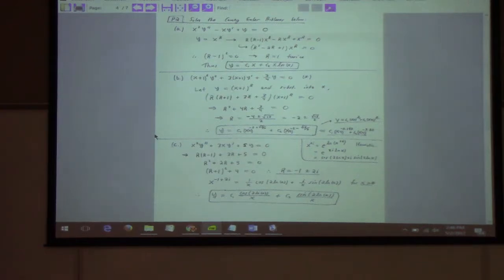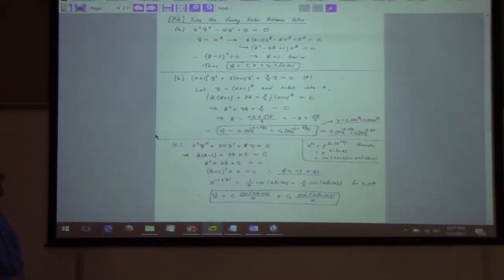There you go. Okay, so Coach, you have another problem. Any questions about this? For part B, you could ask why. That would be a reasonable question. But basically, we just plug in the solution y equals x to the r. That gives us the characteristic equation r times r minus 1 minus r plus 1, which factors into r minus 1 squared.